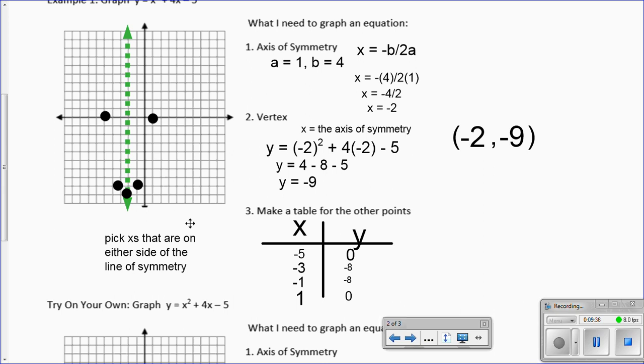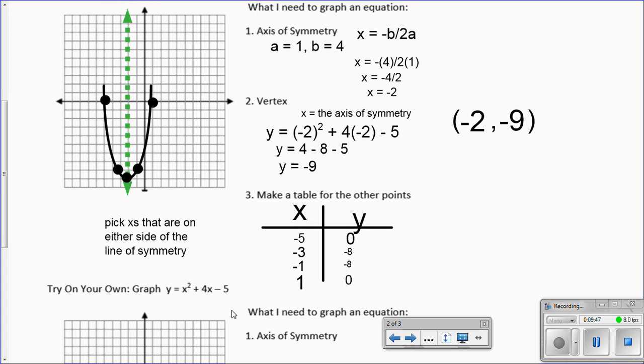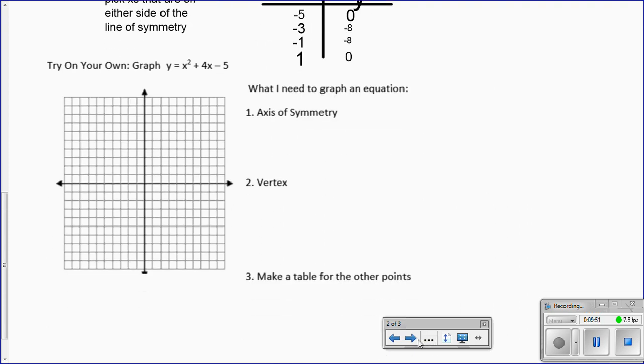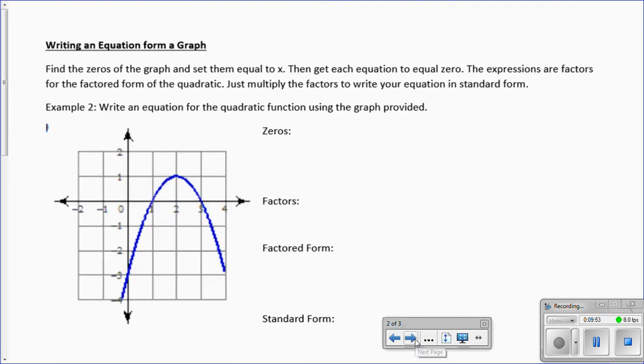Then I just go ahead and draw my clicky thing. I'm just going to put it in place. Draw my parabola and connect dots, and that's all I do. Okay, so you guys are going to try this one on your own. Alright, and we are going to move on to the next one.